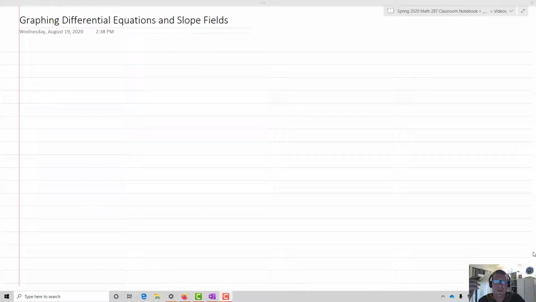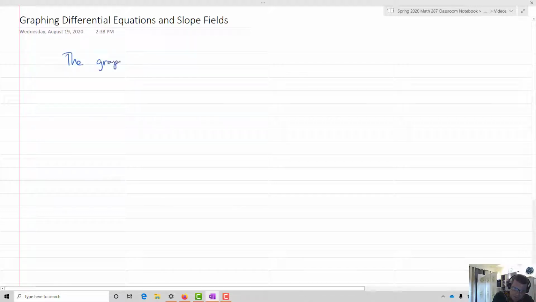Welcome, differential equation students. This is the second lecture in our series, and it's going to be on graphing differential equations and slope fields. So now that we have an idea of what a differential equation is, now we want to understand what it means to graph a differential equation. The graph of the solution to a differential equation is called the solution curve.